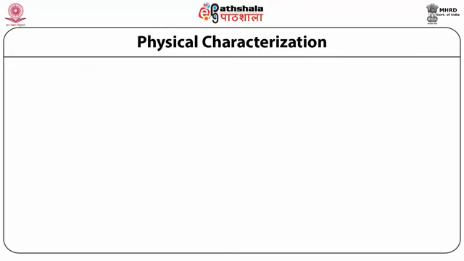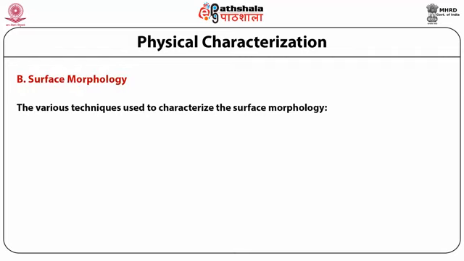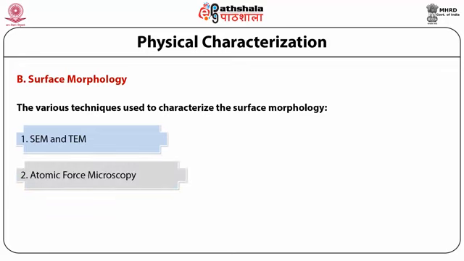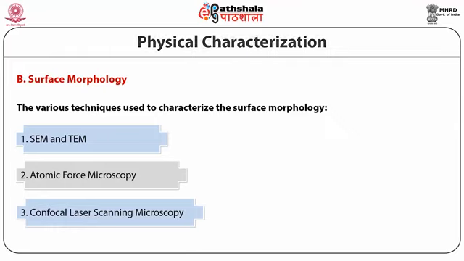Physical characterization under this, surface morphology. The various techniques used to characterize the surface morphology are SEM and TEM. SEM stands for scanning electron microscopy and TEM stands for transmission electron microscopy. These two techniques we have already discussed in the previous modules and sections. Other techniques used are atomic force microscopy, also termed AFM, and confocal laser scanning microscopy.